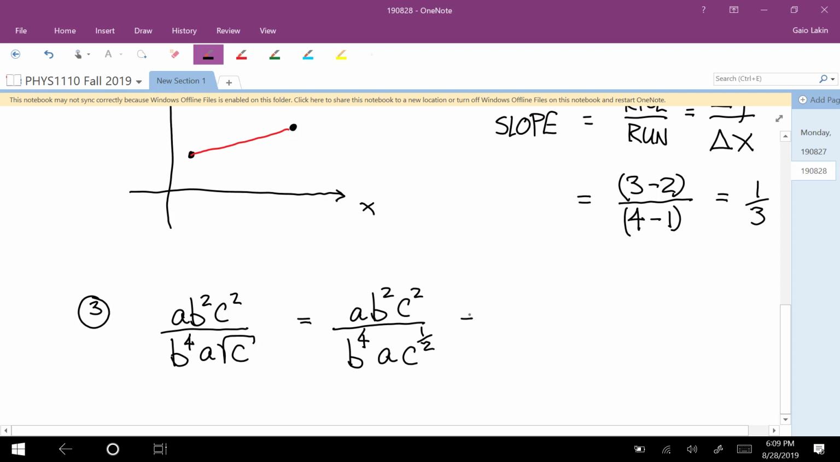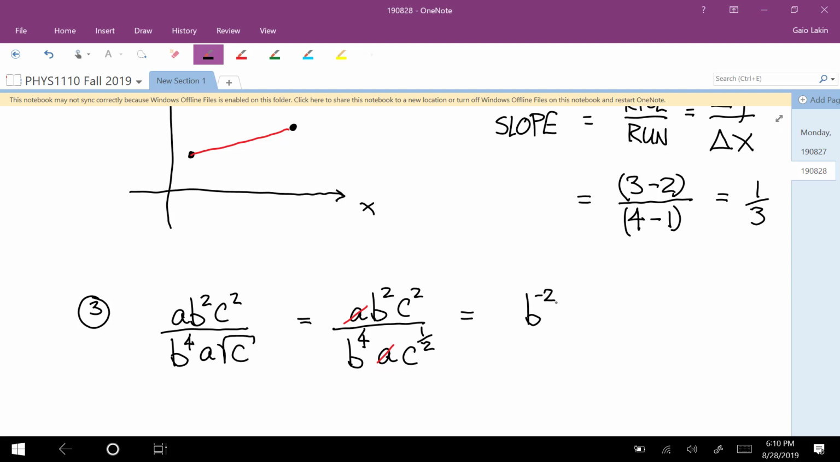Now the easiest way to do this, there's a couple ways, but the quickest is if you remember the exponent rules. Well, first, we have an a here and an a here, and those cancel. So that's easy. The a's are gone. But now if you have b squared divided by b to the 4th, that's just b to the power of 2 minus 4. And so b squared over b to the 4th is just b to the minus 2.